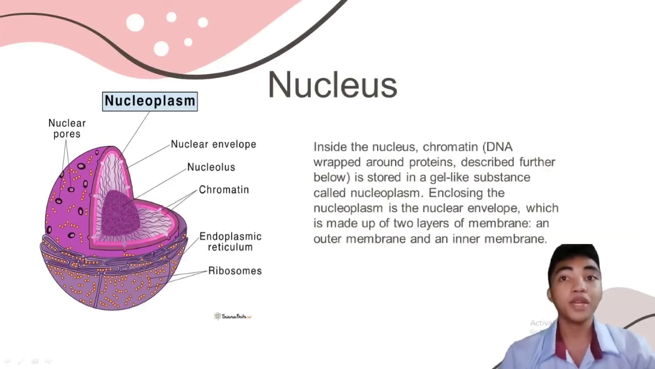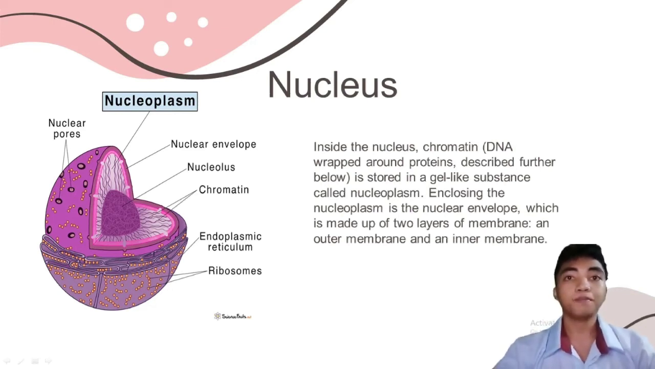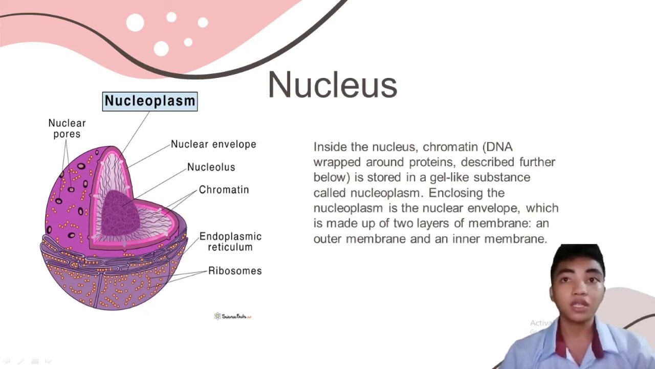The nucleus is the membrane-bound organelle that contains the cell's chromosomes, and pores in the nuclear membrane allow the passage of molecules in and out of the nucleus. Inside the nucleus there is chromatin, or DNA wrapped around proteins. It is stored in a gel-like substance called nucleoplasm. As you can see, there's the nucleoplasm, and beside it there is the nuclear envelope.